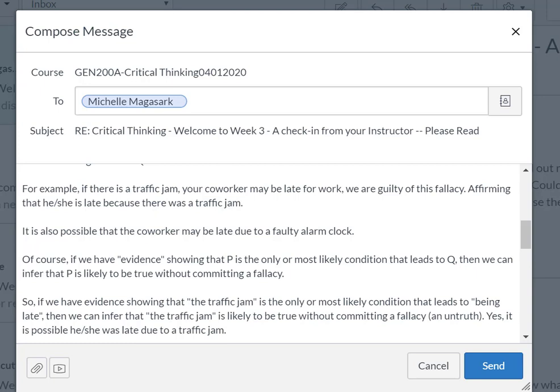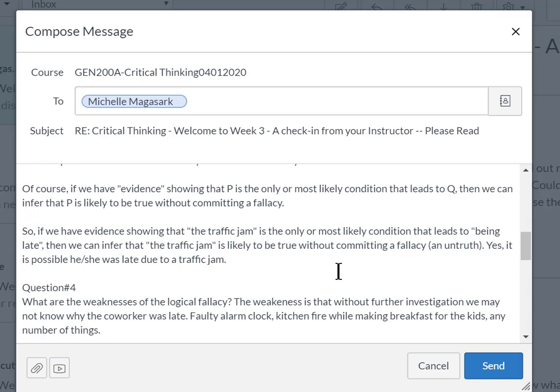So if we have evidence, wow, I heard this morning that the interstate had a terrible accident. Anybody getting on the interstate after Broad Street is going to be stuck in traffic. That means that this particular fallacy, well, it's true. It's not false. It's not a fallacy at all. It's a fact. Because we have what? We have evidence. Now let's keep going.